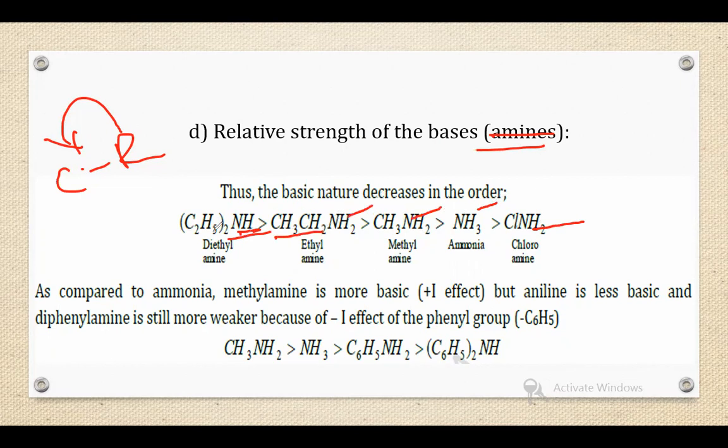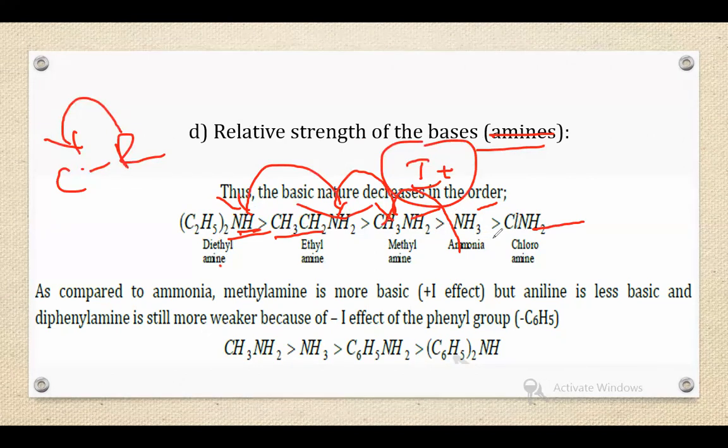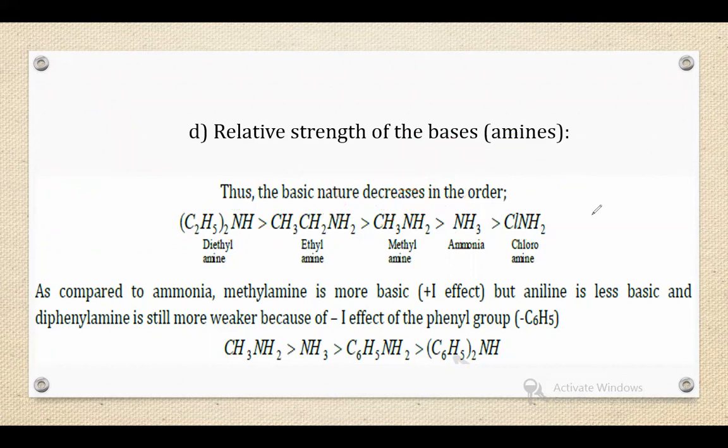C2H5NH2 is called ethylamine. C2H5 twice is diethylamine. In that, what we are noticing, from right to left, more of the substituent group, positive inductive effect. These are electron donating, not electron accepting. Chlorine, Cl, is electron accepting. If the chlorine is electron accepting, it will be less basic. So we know that aniline, C6H5NH2, has a benzene ring also. So this aniline is less basic, and diphenylamine is still weaker.